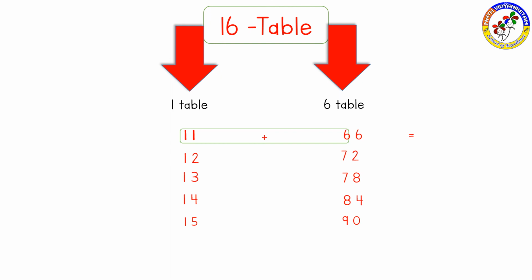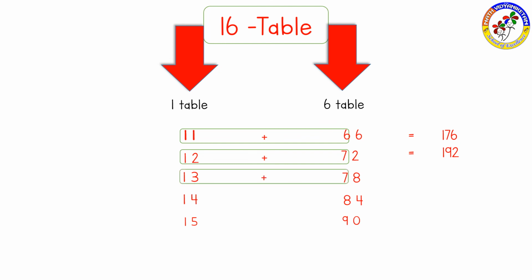So here the box is there. In the box, 11 plus 6. 11 plus 6 how much? 11 plus 6 is 17, and write 6 as it is. That is 176. Now 12 plus 7. 12 plus 7 is 19, and write 2 as it is. That is 192. Now 13 plus 7.